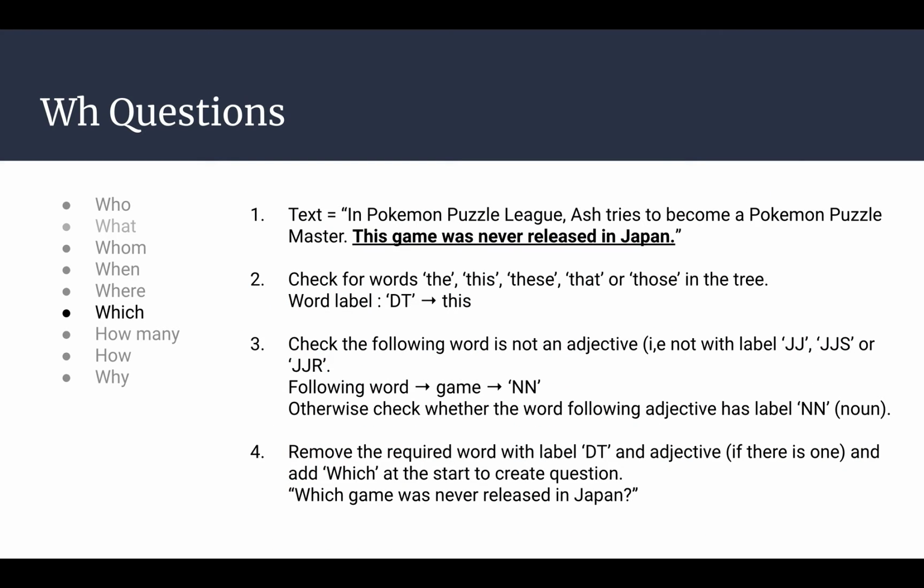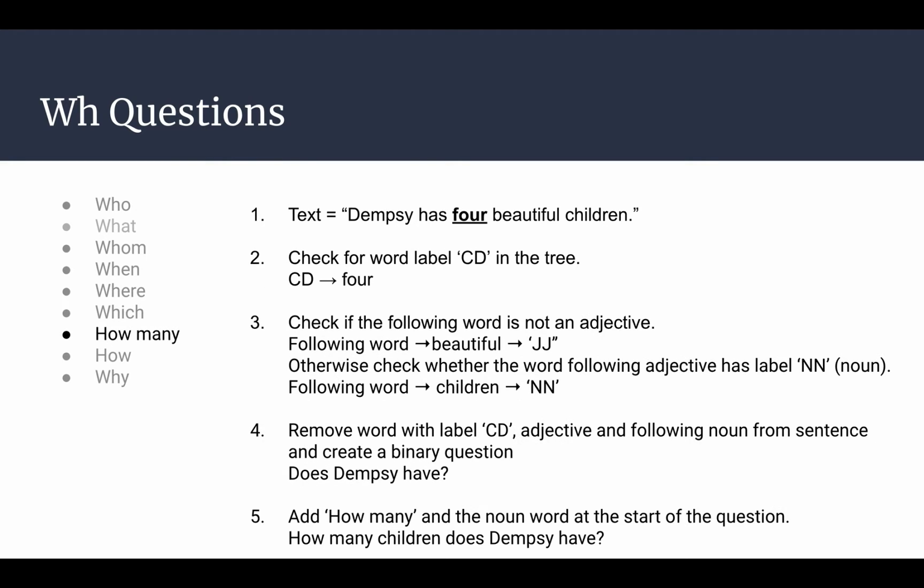In the case of which, we look for a determiner, check if the following word is not an adjective, remove the determiner; if there is an adjective, we check the following word to see if it's a noun. We then remove the required word with the determiner and adjective and add which. For how many, we do essentially the same approach, except looking for cardinal numbers.